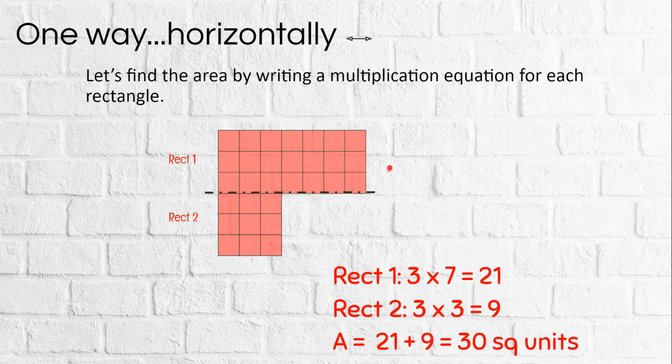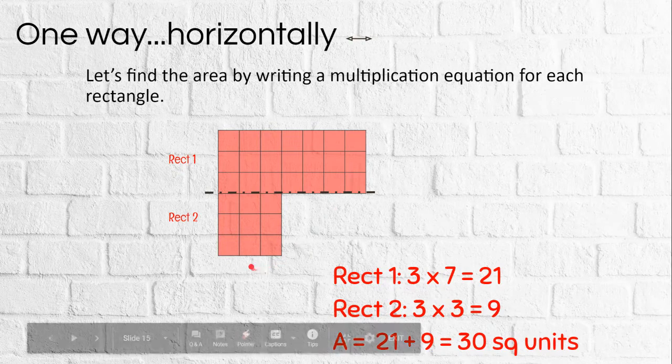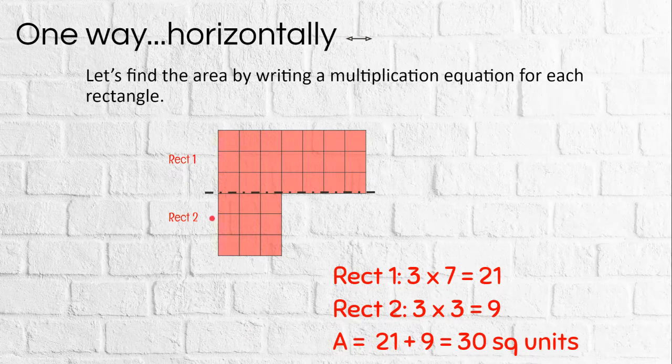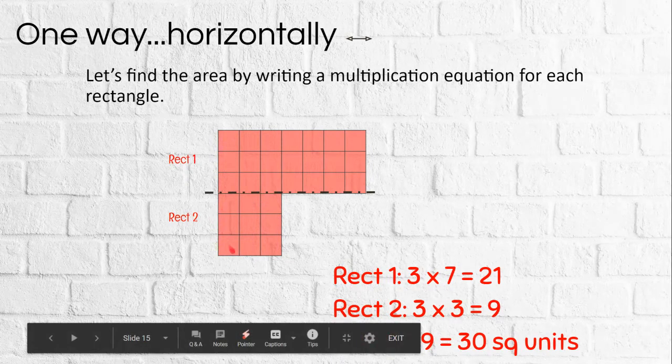If I didn't trust this, I could always double check and count them. If I count them, I'm still going to find that there are 21 squares. Now rectangle 2 has a length of 3 and a width of 3. 3 times 3 equals 9. So rectangle 2 has an area of 9 square units.